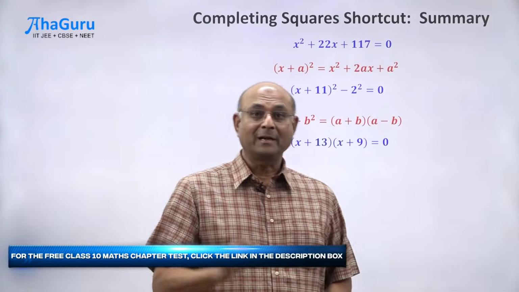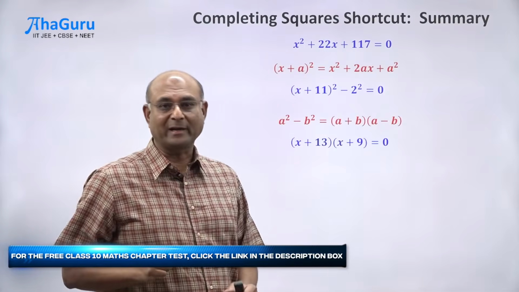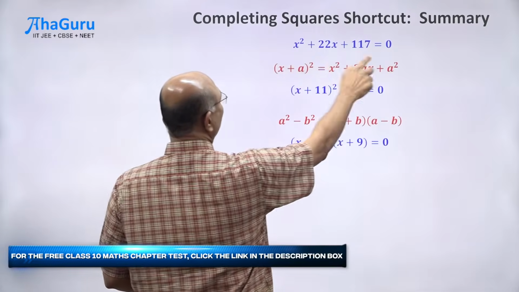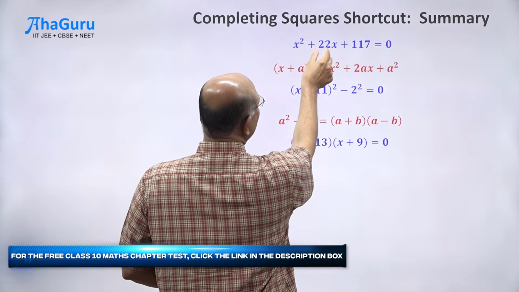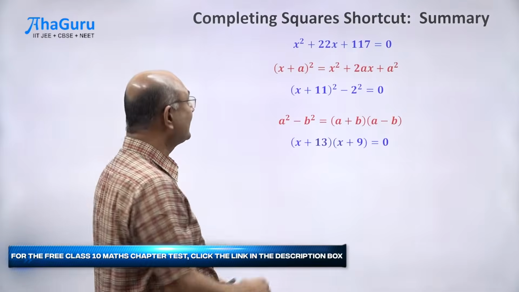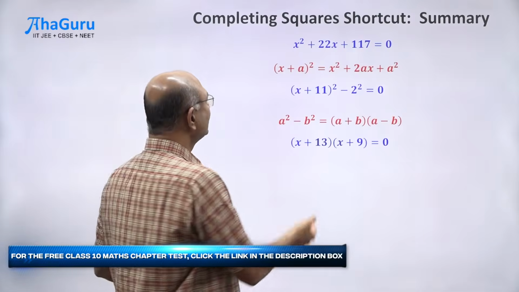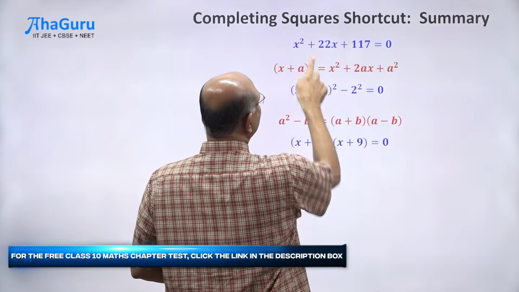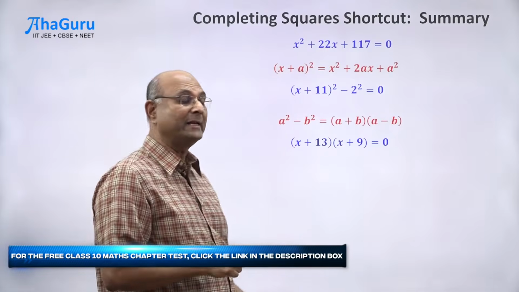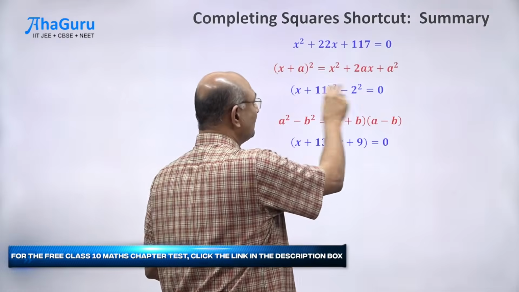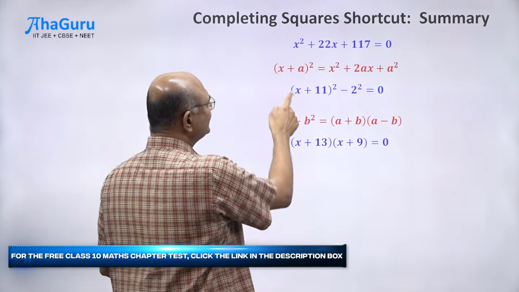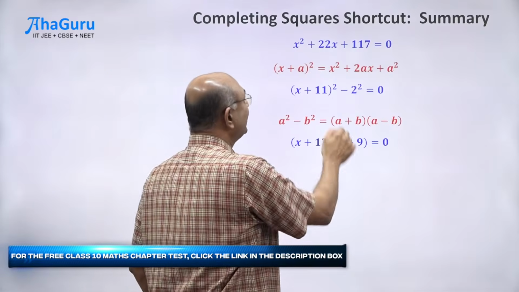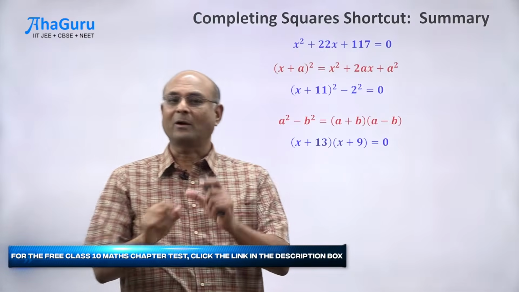So we have now learned the completing squares shortcut for factorizing quadratic polynomials. So for example, if a quadratic equation like that is given, you basically write the 22x as 2 times 11 times x. So then you can use the x plus a whole square formula to rewrite this as x plus 11 whole square minus 2 square equal to 0. So once you have written it this way, then of course you can say a square minus b square is a plus b into a minus b, and then using that we can very easily factorize this quadratic polynomial.